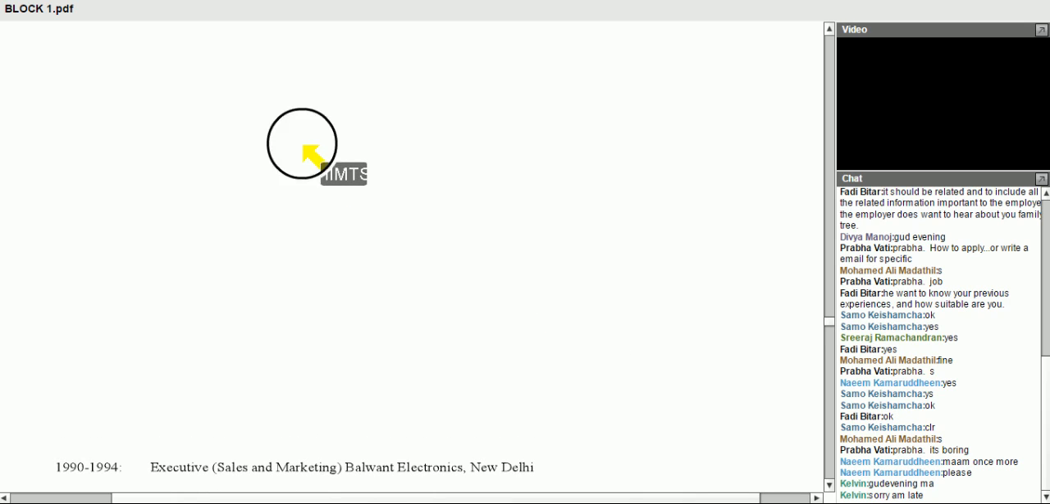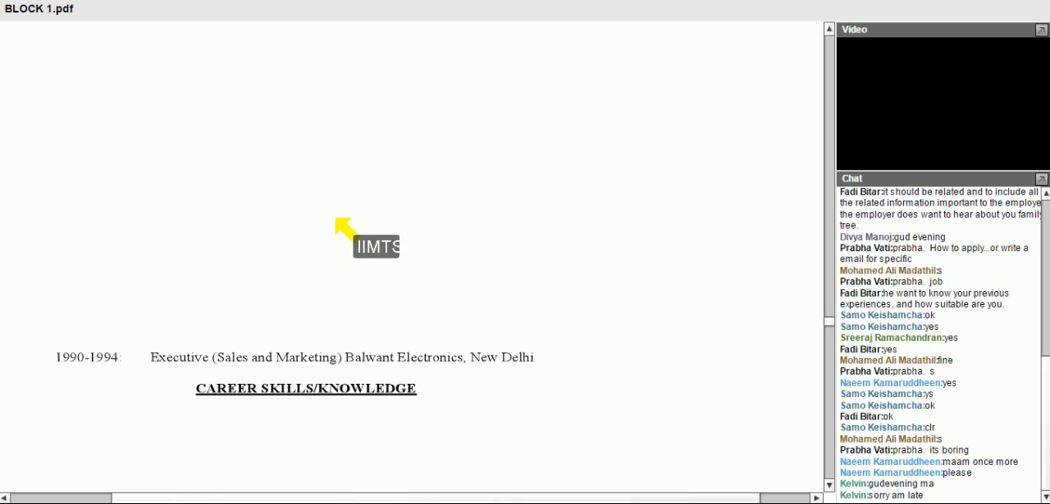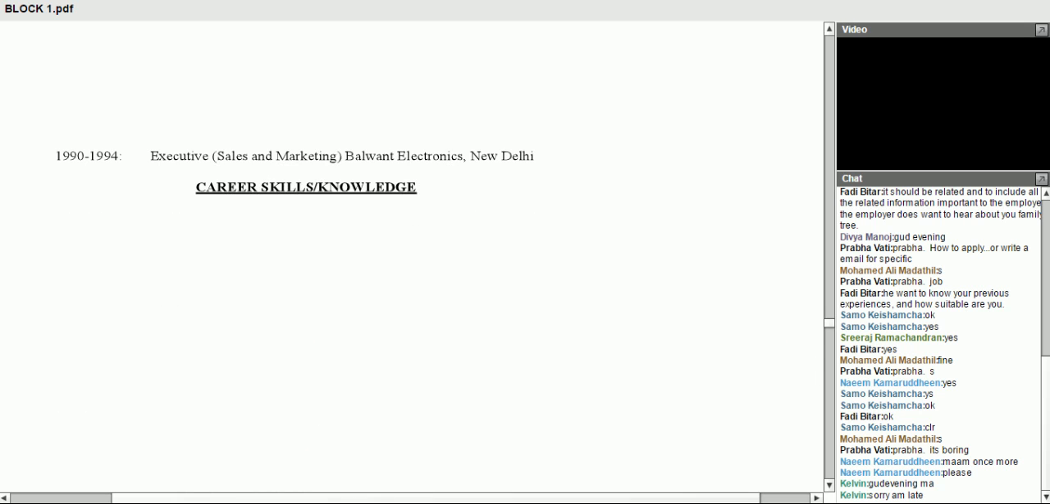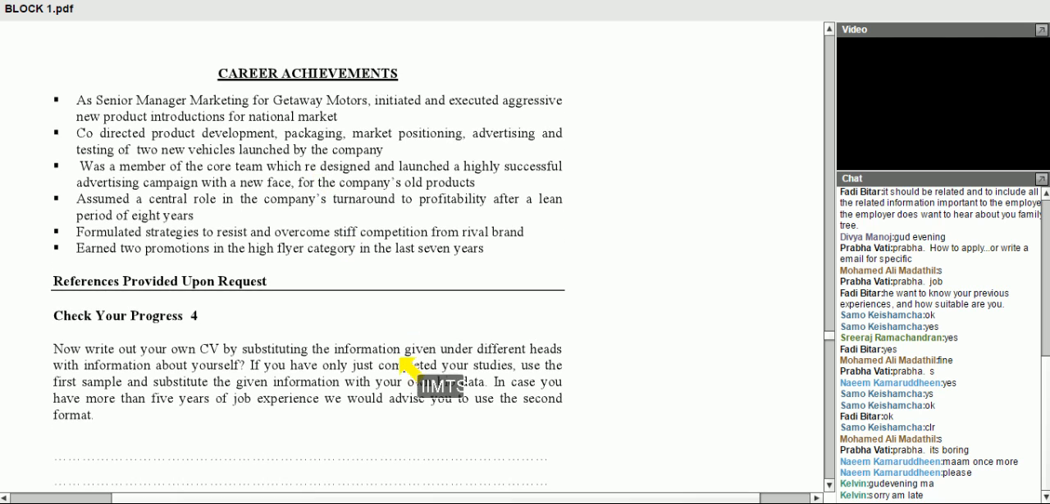First of all, you're going to write your name as listed here, then education, then career profile. This is very important. Then career skills, and last should be your career achievements. So if you are an experienced candidate, you have to follow the second CV. You have to write your own CV, but the heading should be the same. And if you are a fresher, then you can follow the format of the first CV, which we have read yesterday.